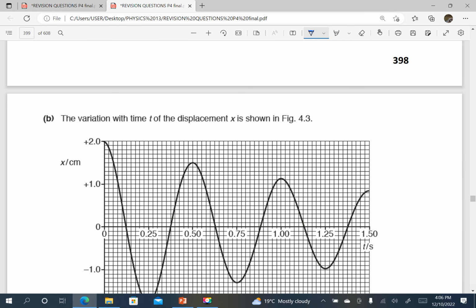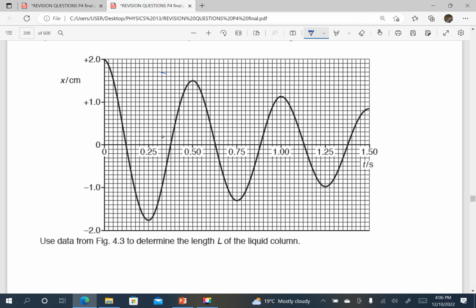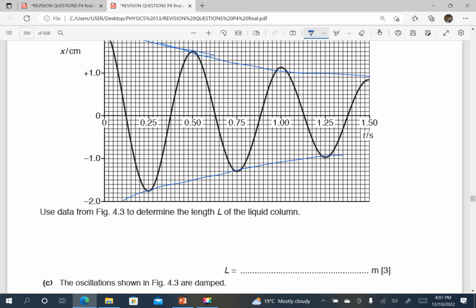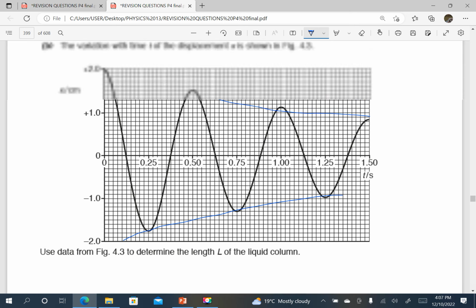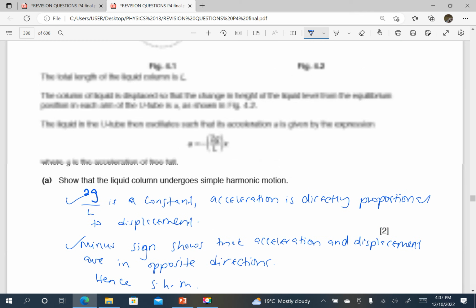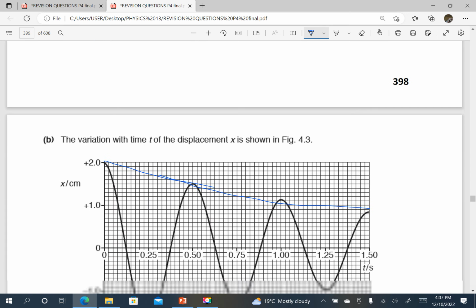The variation with the time t of the displacement x is shown in the figure. We still see that this is a decreasing amplitude. Use data from the figure to determine the length L of the liquid column. Remember I told you we have to compare this equation with A equals negative omega squared x. We see that omega squared is 2g over L. So we can use that here.